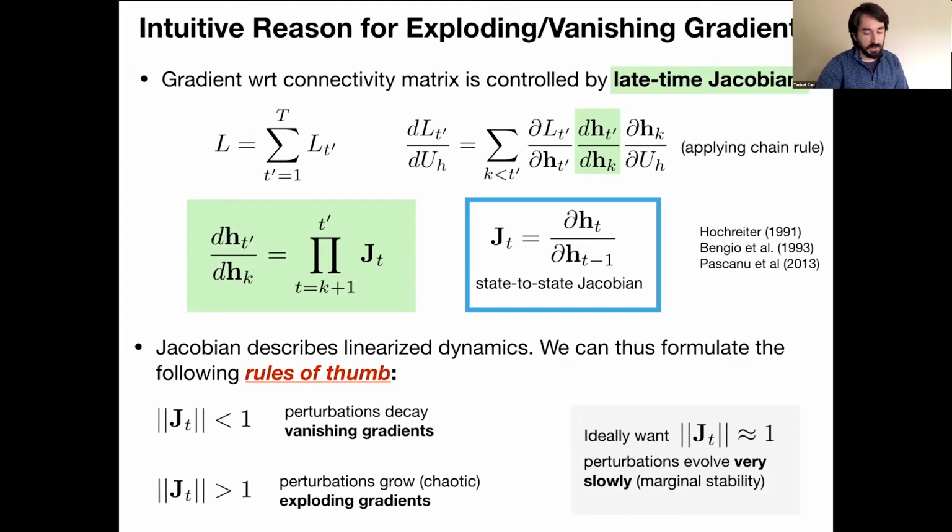Ideally, you'd want the norm to be close to 1, maybe even exactly at 1. Which means that perturbations will evolve very slowly in the dynamics of the system, and which puts you in a regime of marginal stability. This appears to be a very fine-tuned condition and pretty difficult to achieve with a simple RNN robustly, which now brings us to the gating mechanism.